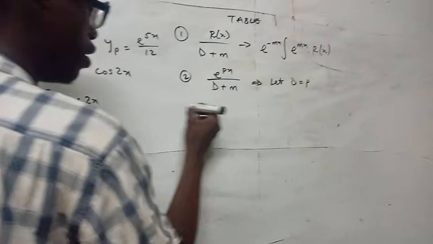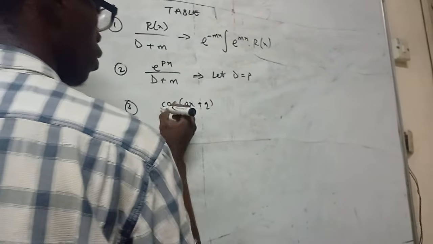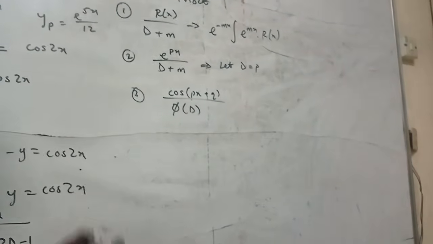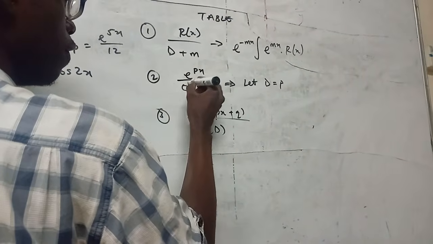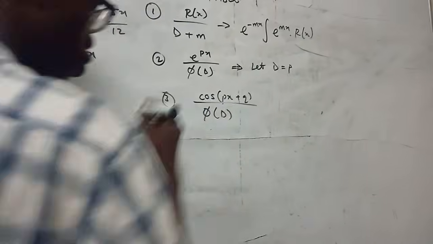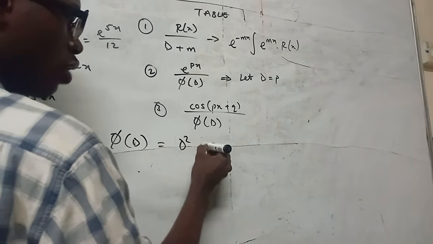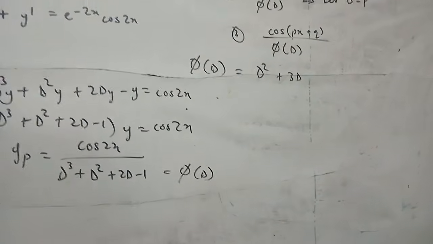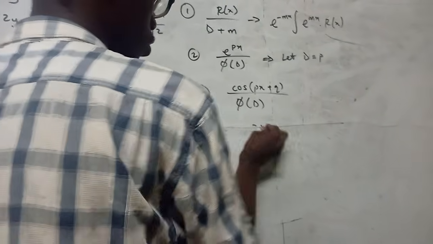Whenever we have cos px plus q over, let's say, a function of d. Now don't forget, this is a function of d. Instead of writing d plus m, I can write it as a function of d. A phi of d means something like, let's say, d squared plus 3d. Something like this is a function of d. It's a function in terms of differential. Please don't mix up what I just said.